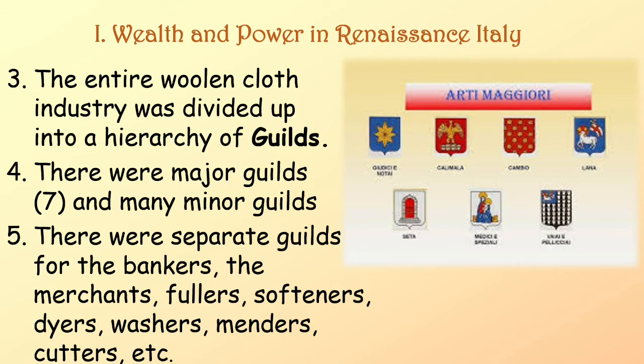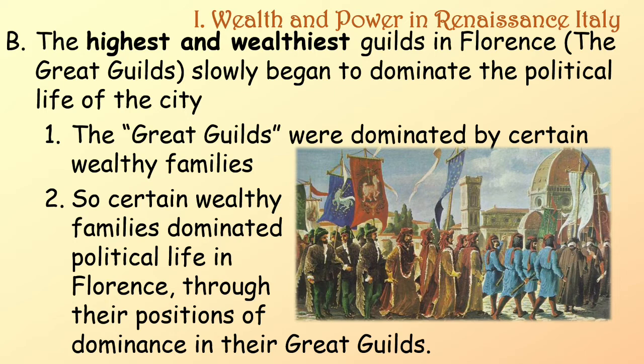The highest and wealthiest guilds in Florence, called the Great Guilds, slowly began to dominate the political life of the city. And the Great Guilds were dominated by certain wealthy families. So certain wealthy families, make the connection, dominated political life in Florence through their positions of dominance in their Great Guilds. I love this picture, because here's a procession going through Florence, and you've got all of these various guild members wearing their guild uniforms very proudly, and their guild banners. The guild you belonged to was a big deal, a big part of your life.